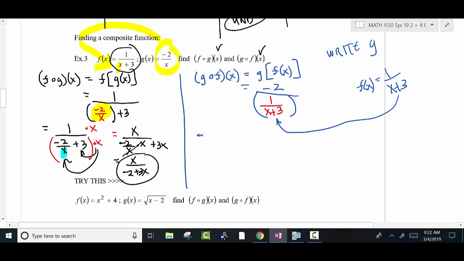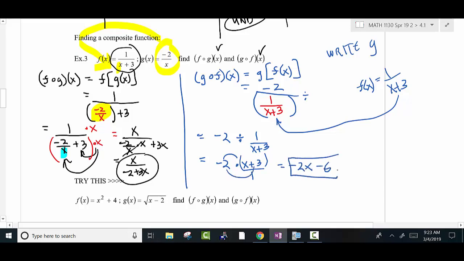There's a couple of ways you can simplify this. That fraction bar is a division symbol. So you could think of this as negative 2 divided by 1 over x plus 3, right? How do you divide by 1 over x plus 3? When you divide fractions, you multiply by the reciprocal, so that would be negative 2 times x plus 3 over 1. Then you just distribute that out, and you would get negative 2x minus 6. So that's the function composition.